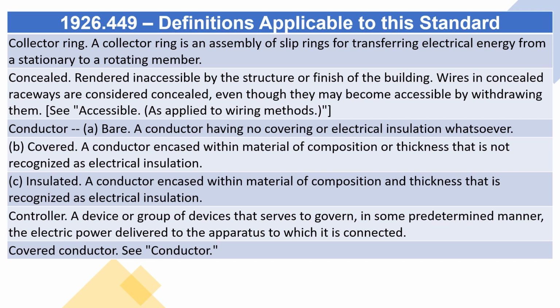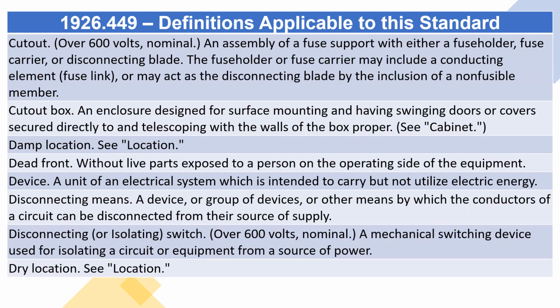Conductor. A. Bare. A conductor having no covering or electrical insulation whatsoever. B. Covered. A conductor encased within material of composition or thickness that is not recognized as electrical insulation. C. Insulated. A conductor encased within material of composition and thickness that is recognized as electrical insulation. Controller. A device or group of devices that serves to govern, in some predetermined manner, the electric power delivered to the apparatus to which it is connected. Covered conductor. See conductor.